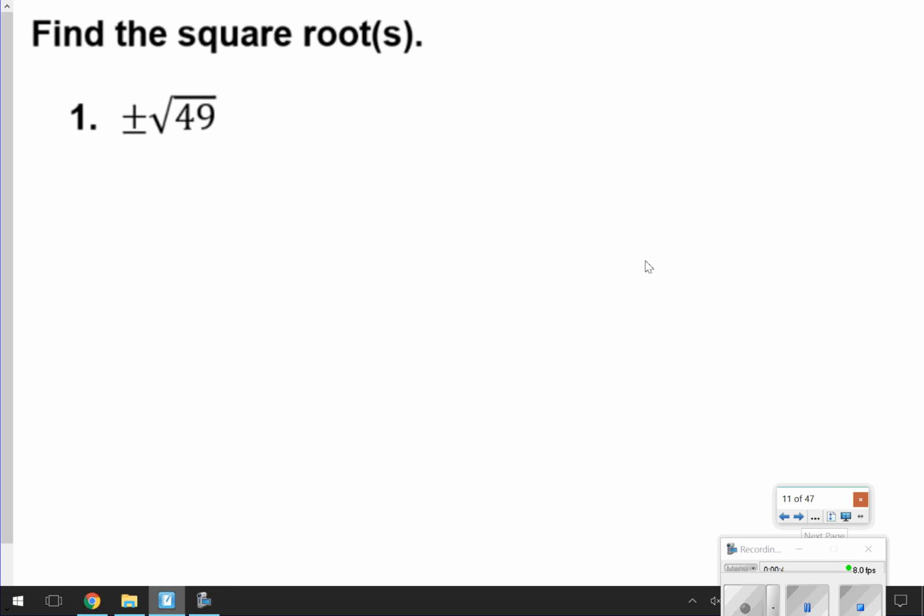Number 1 says find the square roots. The answer to this one should be plus or minus 7. Notice that this plus or minus symbol is in the front, so we have to keep it as our answer.